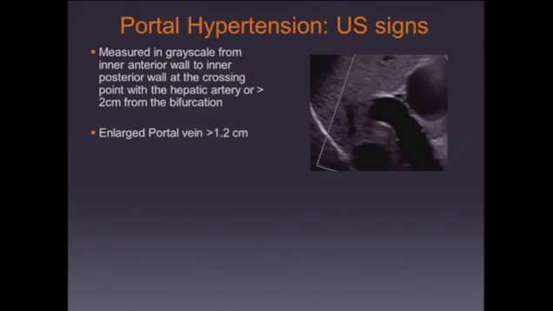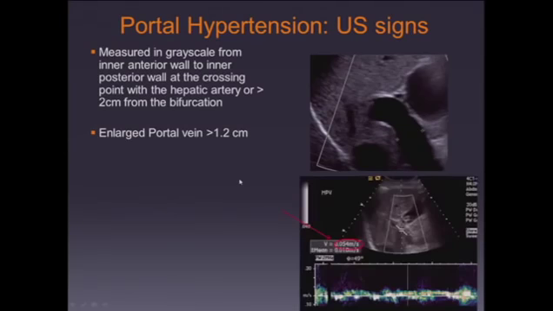Other sonographic signs of portal hypertension include increased size of the portal vein. The portal vein is measured in grayscale from the inner anterior wall to the inner posterior wall at the crossing point with the hepatic artery, or greater than 2 centimeters from the bifurcation. A portal vein is considered enlarged if it is greater than 1.2 centimeters in diameter.